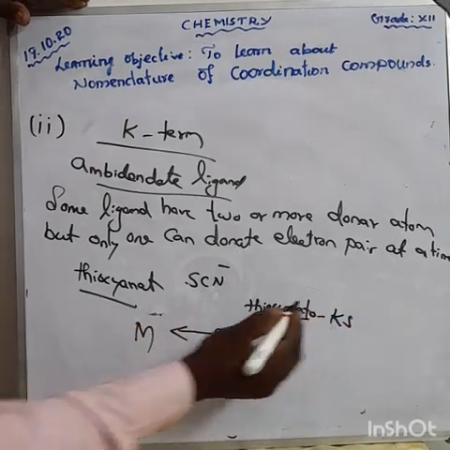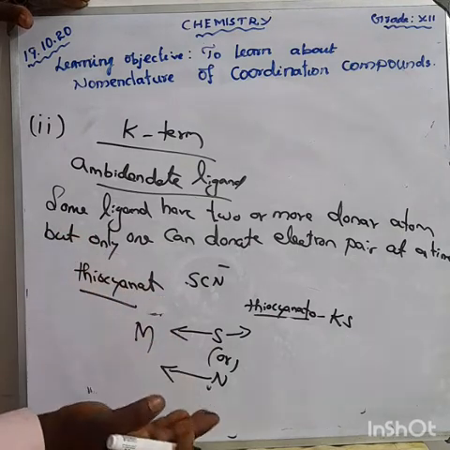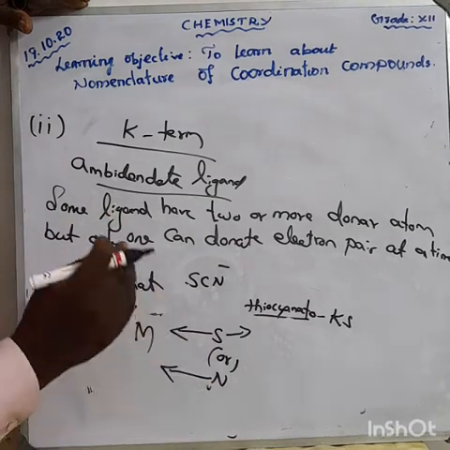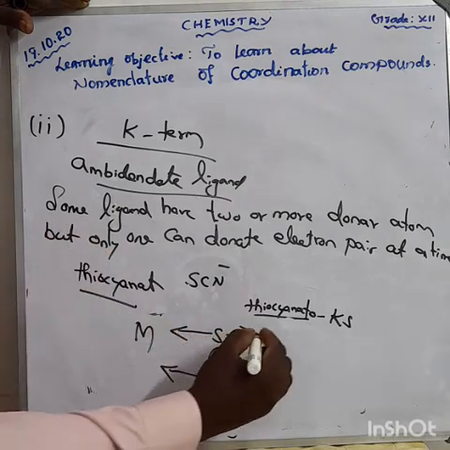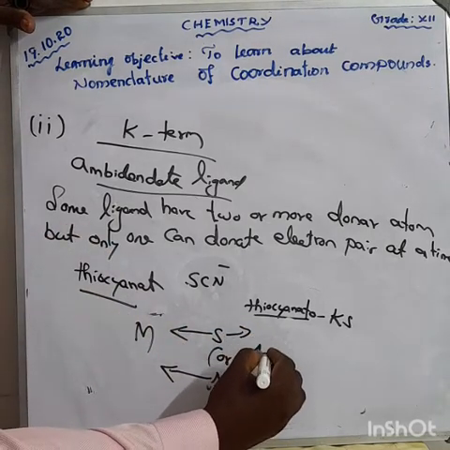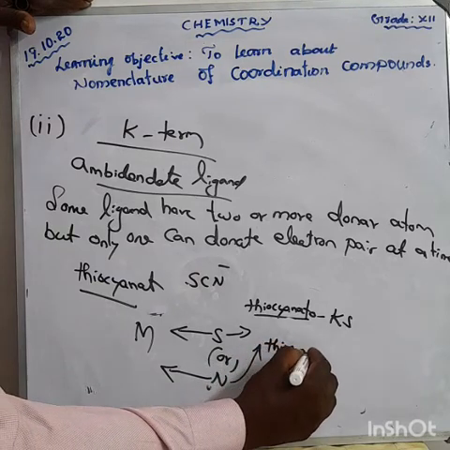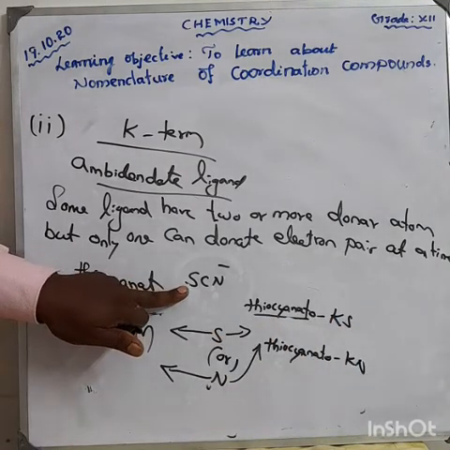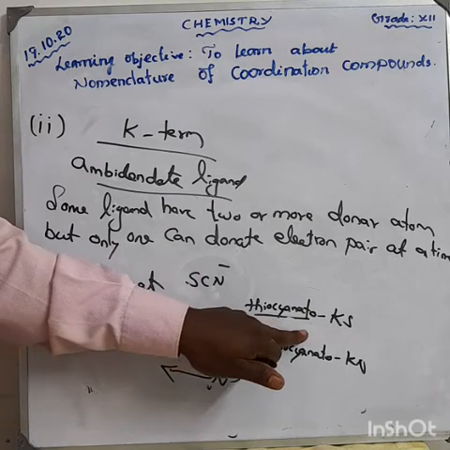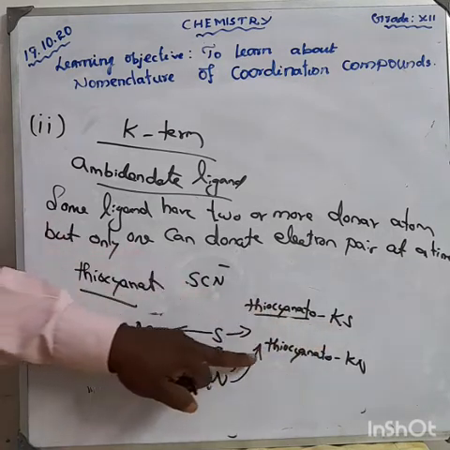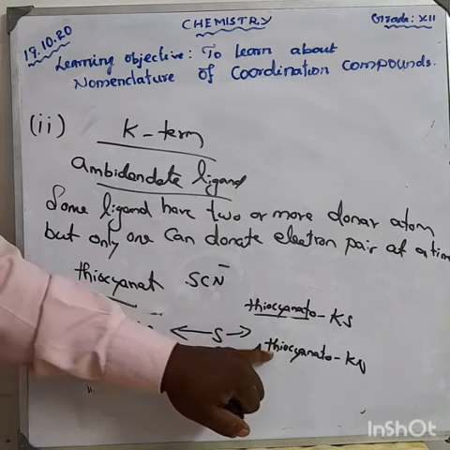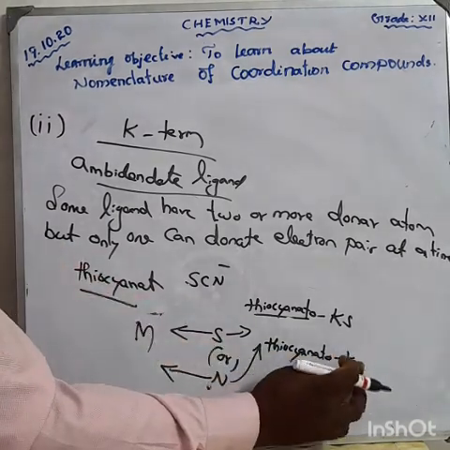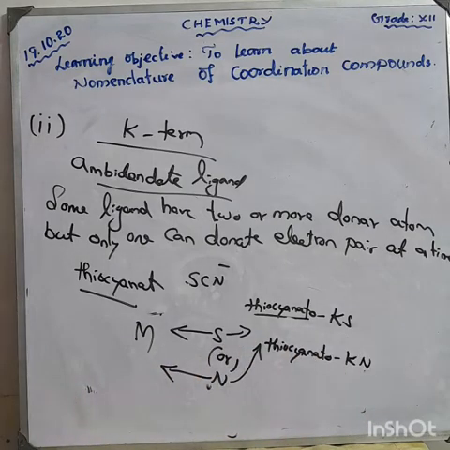If nitrogen is bonded, we give thiocyanato-KN. So when sulfur is attached, the name is thiocyanato-KS, where K means kappa. When nitrogen is attached, it is thiocyanato-KN. This is the next rule. I will explain it, and my textbook also has some examples on page number 137.